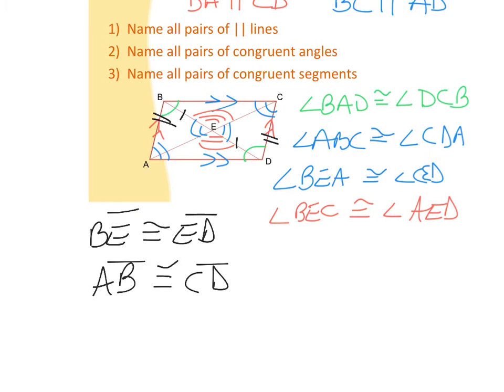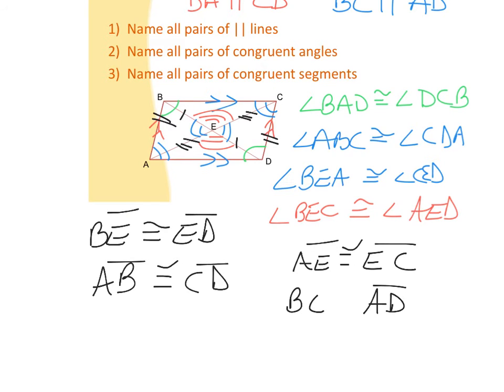Gabby. AE and EC. Good. The other diagonal. I got one more pair. BC and DA or AD. Either way. And it's these guys. 1, 2, 3, 4. All right.